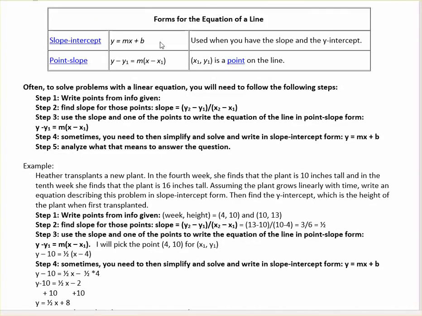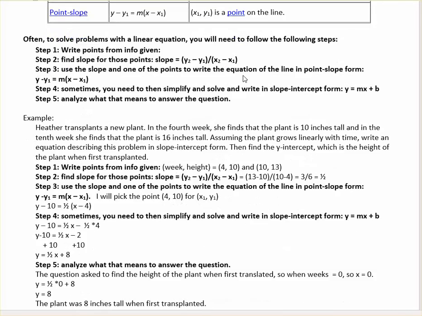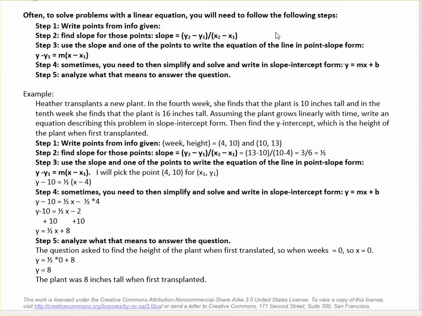Alright, so this is just a reminder of slope-intercept form and point-slope form. You may also need standard form, which is ax plus by equals c. So for most of these problems, you're going to follow these steps. There's a few exceptions, but I've put some notes in the hints version of this worksheet.